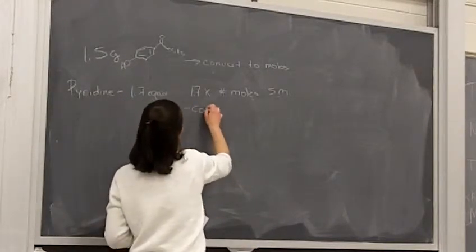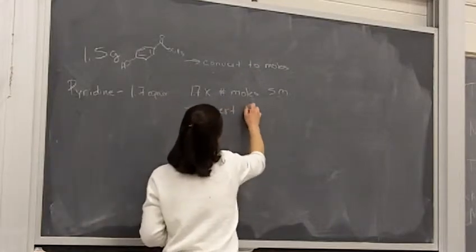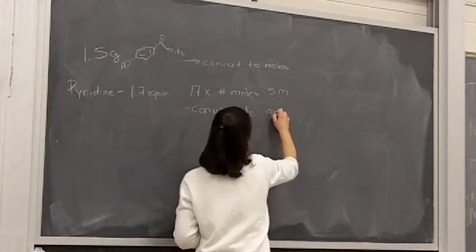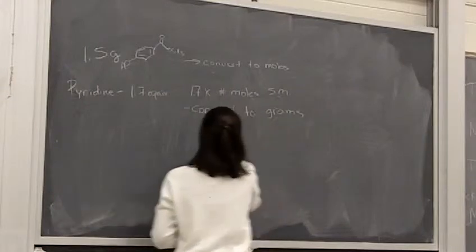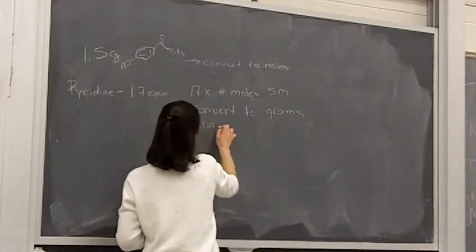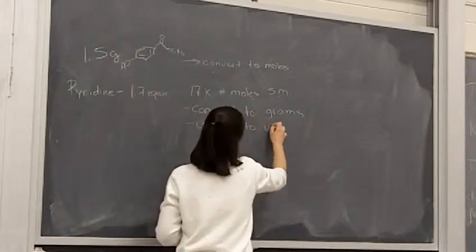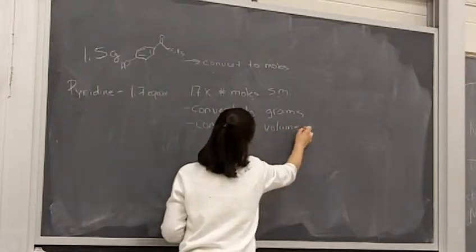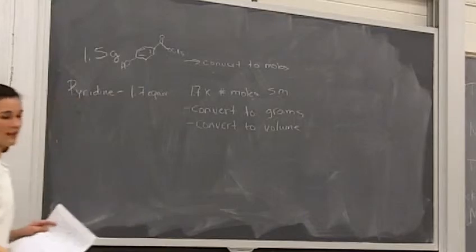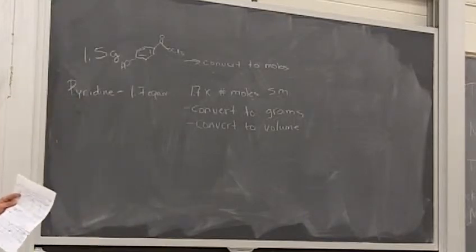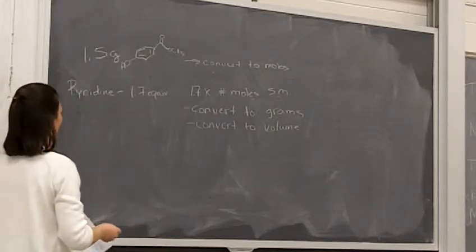You convert to grams from moles, and then convert to volume, because pyridine is a liquid, so you know how much to measure out. Okay? That's how you calculate how much pyridine you're going to use. And put these calculations in your notebook, so if we have questions, we can see them and look them over.